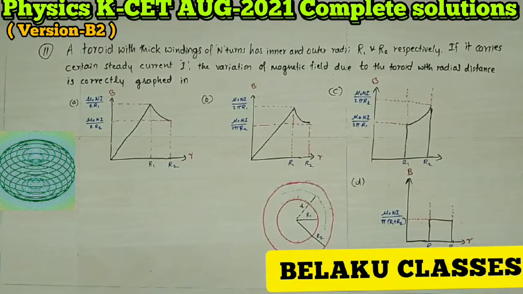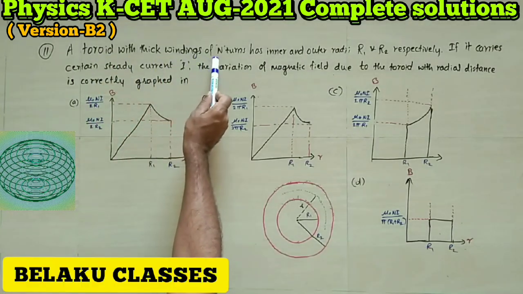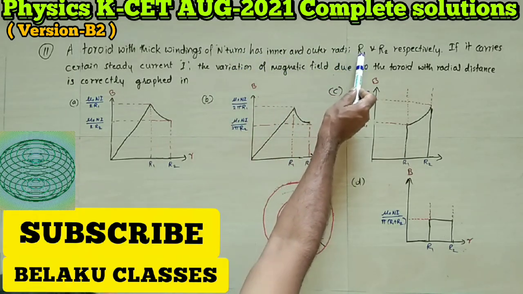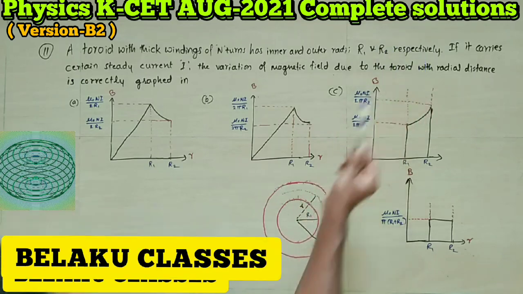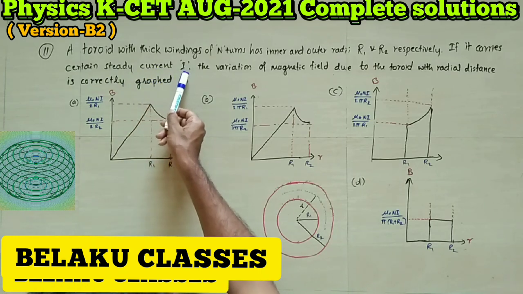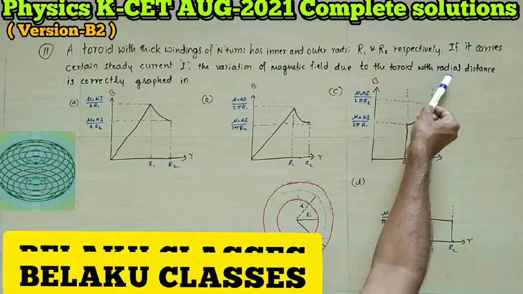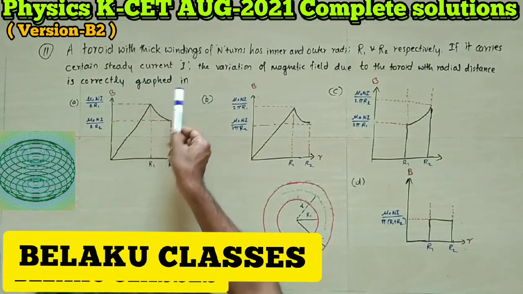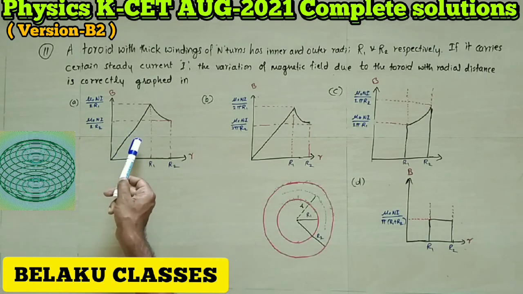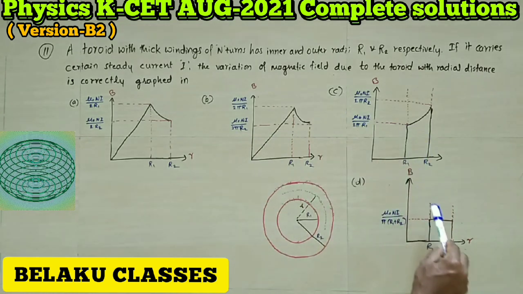The next question is: a toroid with thick windings of n turns has inner and outer radii R1 and R2 respectively. If it carries a certain steady current I, the variation of magnetic field due to the toroid with radial distance is correctly graphed in which option? Here 4 options are given. Option A is graphed like this, option B graph is this one, option C graph is this one, and option D graph is this one.